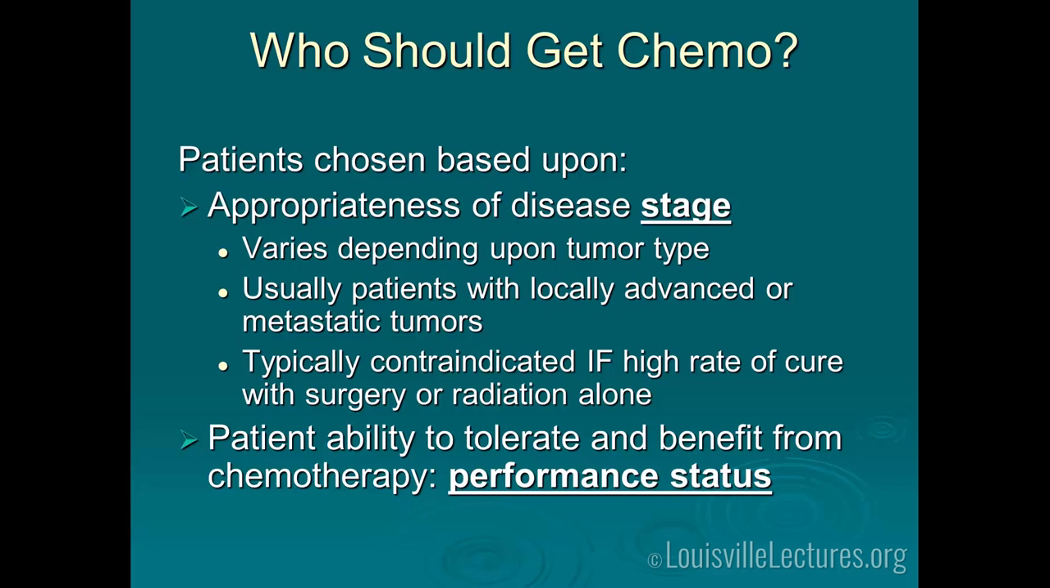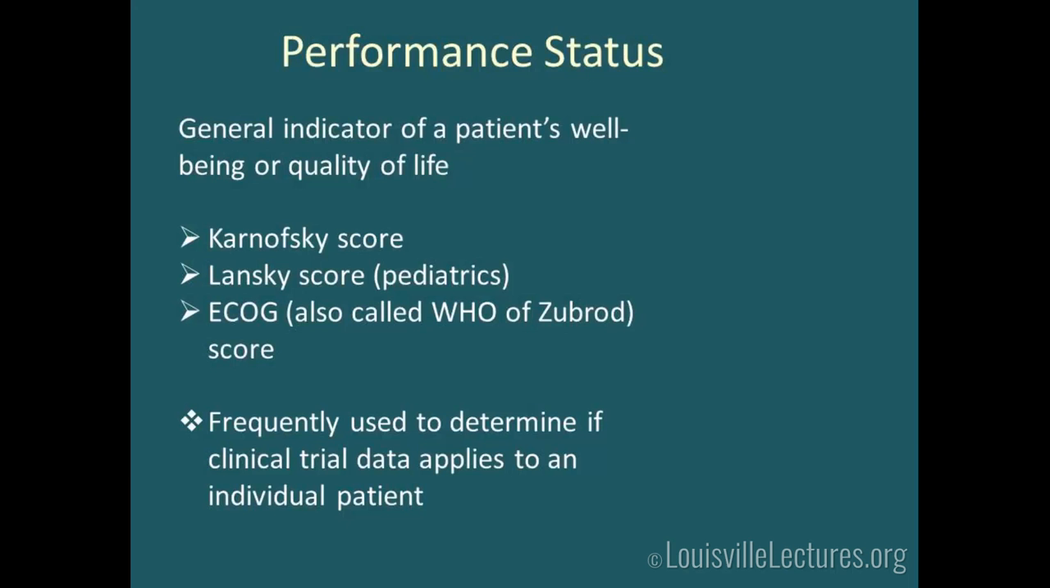Perhaps the bigger issue is the patient's performance status. Is the patient going to tolerate treatment well? Is the risk of toxicity excessively high? So not so much age, but their performance status. And their performance status is a general measure of their well-being, how well they function. So someone who's a marathon runner has a very good performance status.